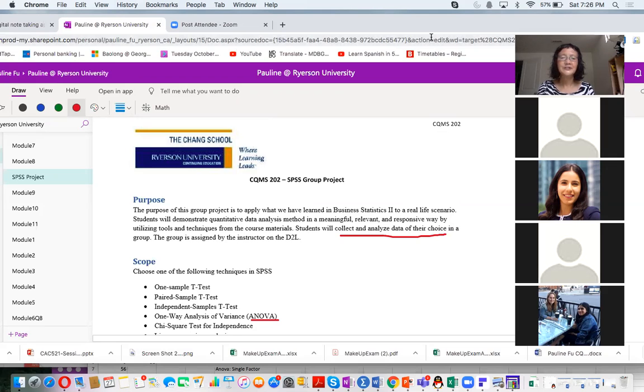Any questions? All right. In summary, what we did today: we analyzed the ANOVA test in detail. We used the F test. We used the p-value method to draw conclusions about 3 or more population means. We also talked about the group project.